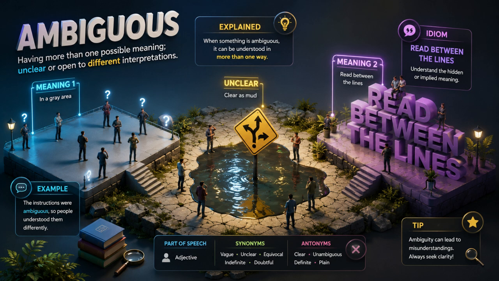Now, while the word itself doesn't pop up in a ton of everyday idioms, we have plenty of colorful phrases that capture this exact same vibe. Whenever you have to read between the lines, when a situation is clear as mud, or when you find yourself stuck in a gray area, guess what? You are dealing with ambiguity.